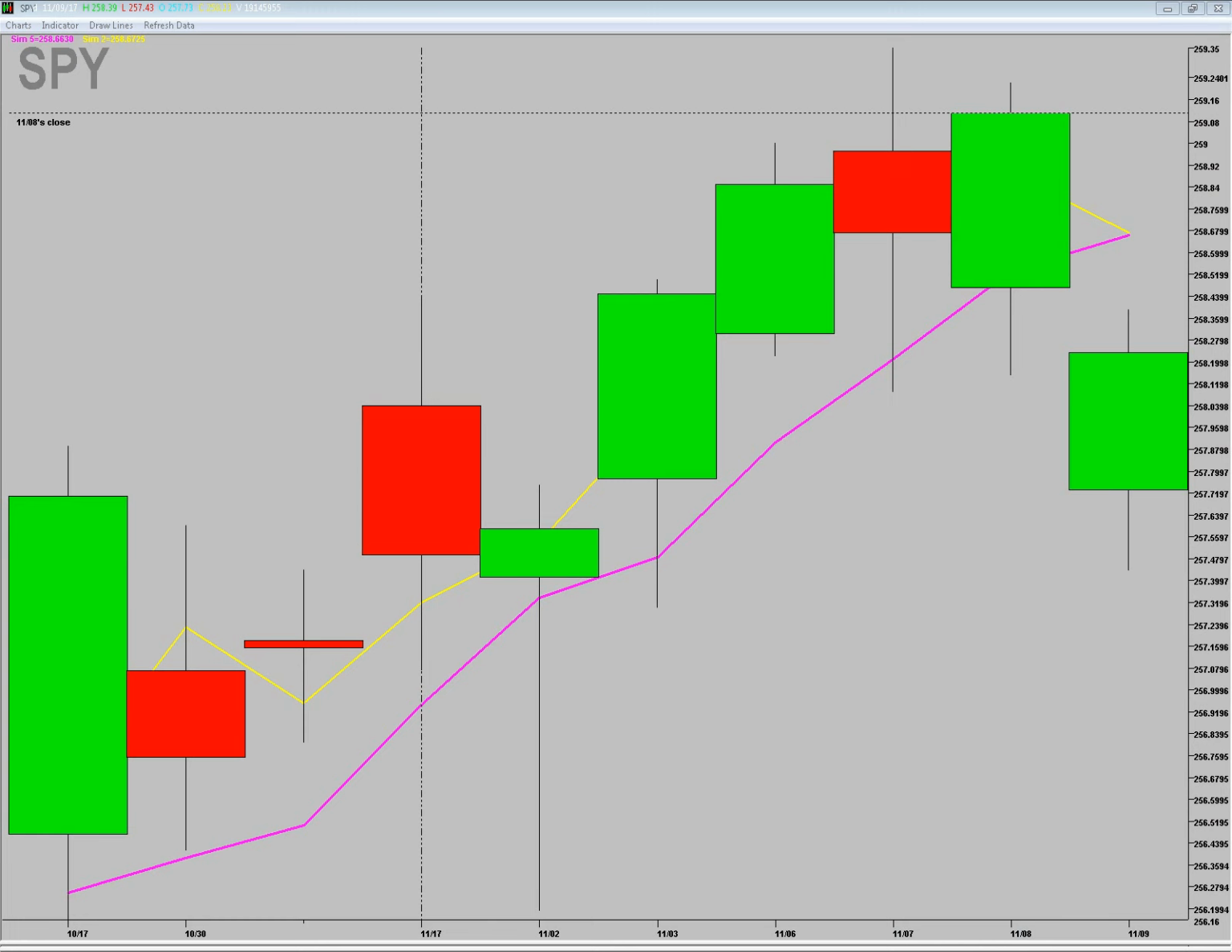Okay, quick introduction to moving averages. This is a chart for SPY, and we've got 10 days displayed, and I've got two moving averages drawn on there. The yellow one is a 2-day moving average. The purple is a 5-day moving average. So what is a 2-day moving average?